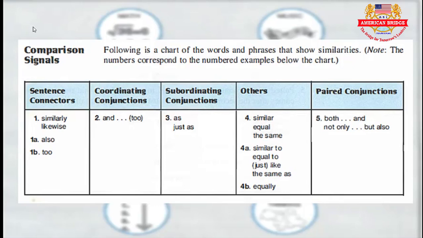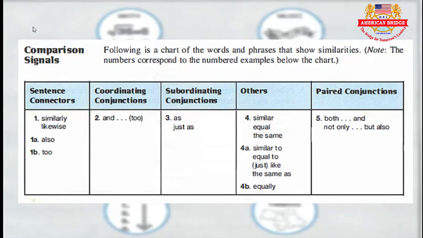When you want to write a comparison paragraph, you have to know how to use those words in your writing. For example, for sentence connectors, you use words like similarly, likewise, also, and too. Too we use at the end of the sentence, and also normally at the beginning of the sentence, and similarly or likewise in the middle of the sentence, so they link together.